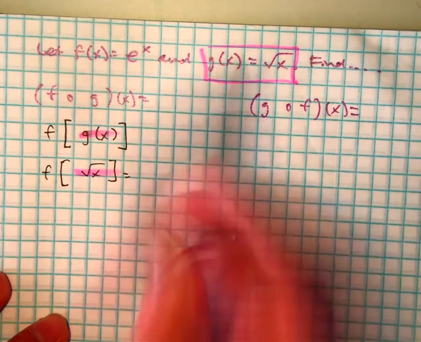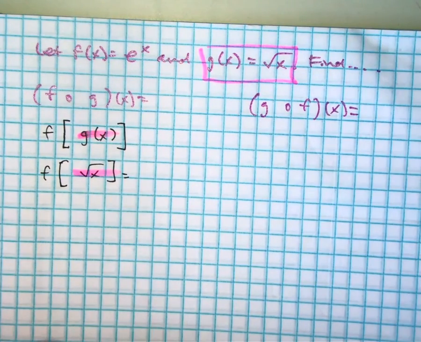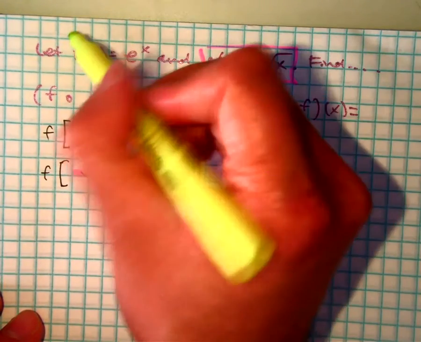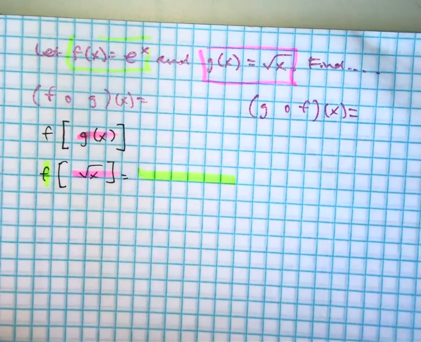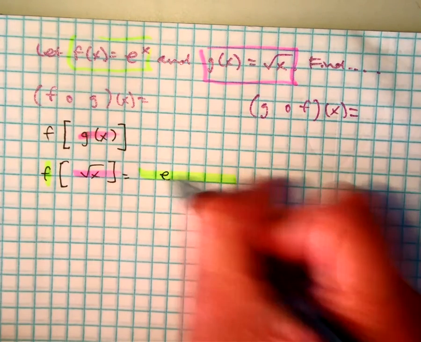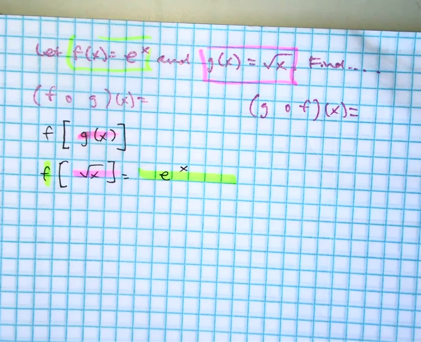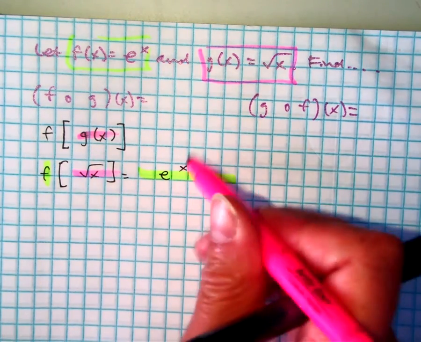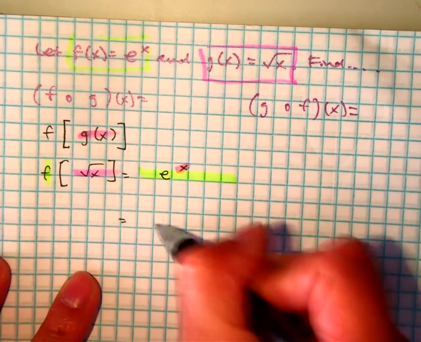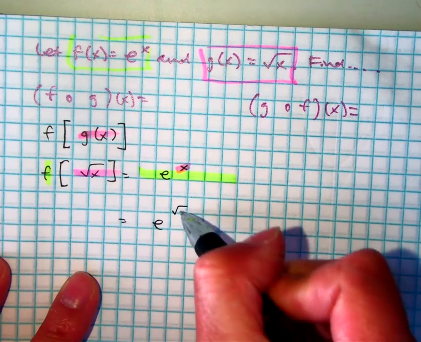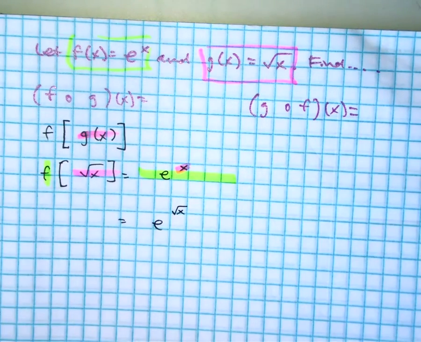So if I do that, f of x is e to the x power. And basically for every x now, instead of writing x, we're going to write what? E to the square root of x. And that's my answer.